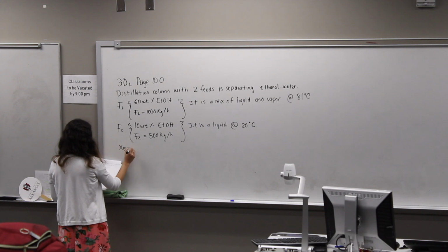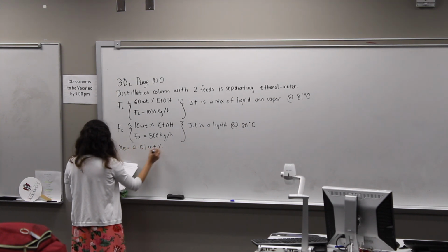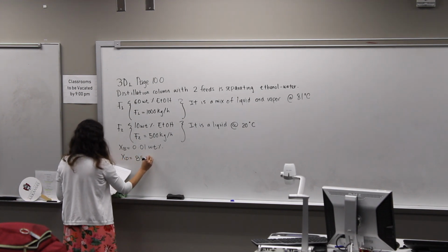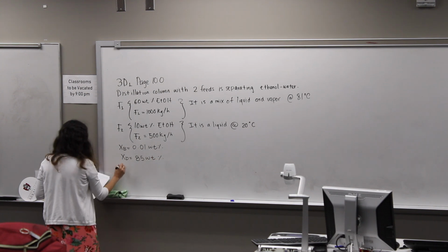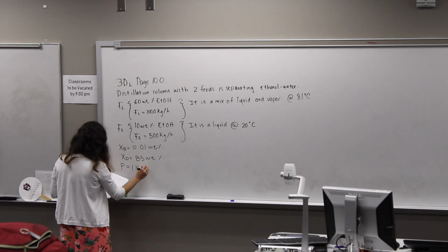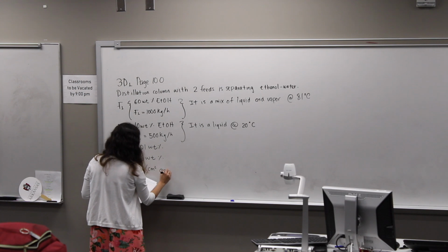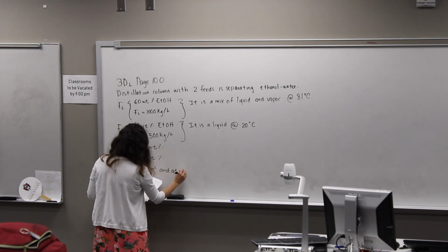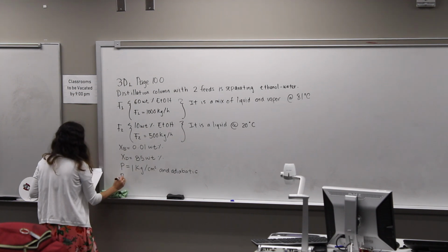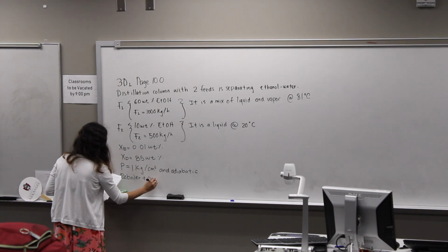I want to achieve a bottoms composition of 0.01 weight percent, distillate 85 weight percent. I know that my column is operating at a constant pressure of 1 kilogram per square centimeter and is adiabatic. I know that I have a reboiler and a condenser.